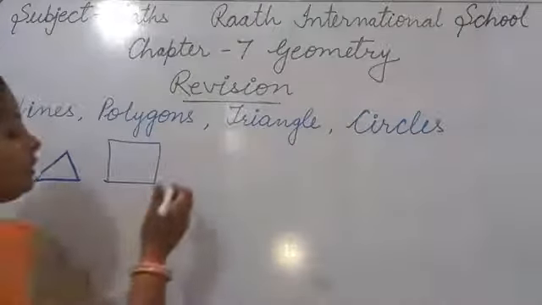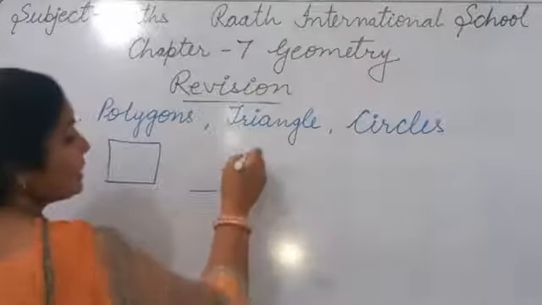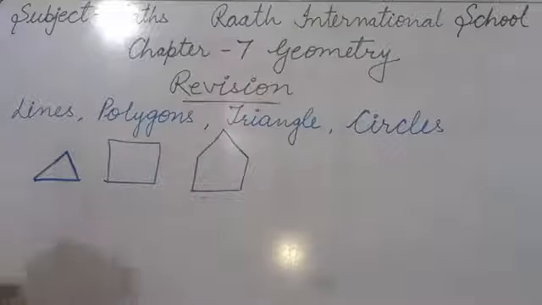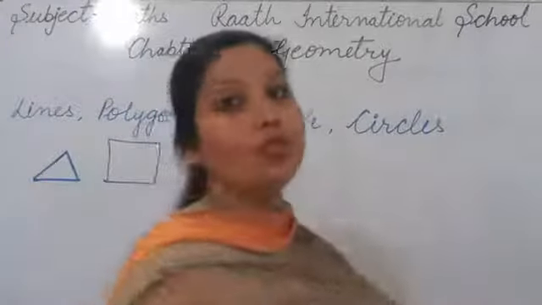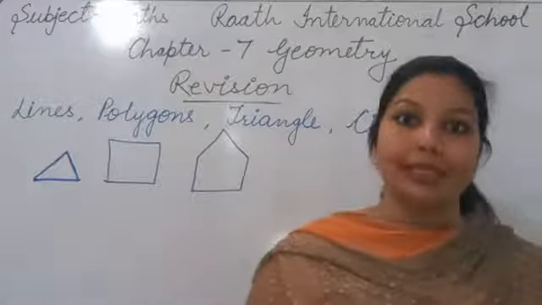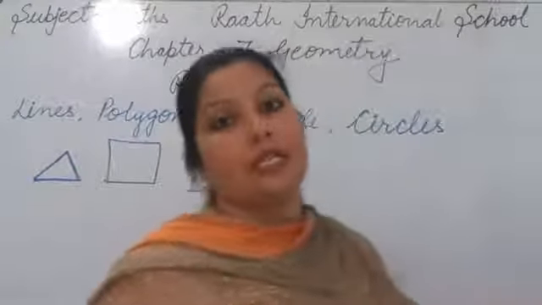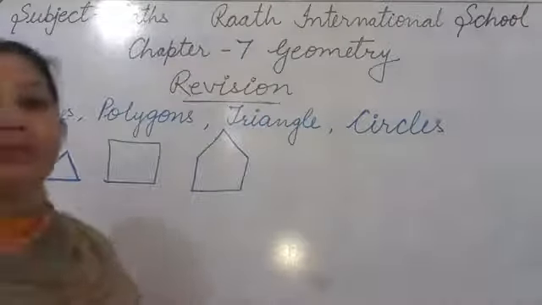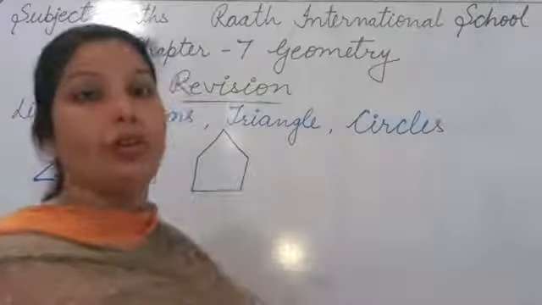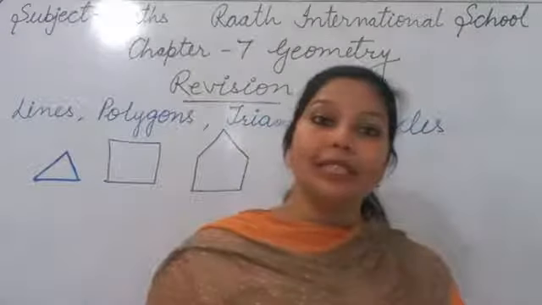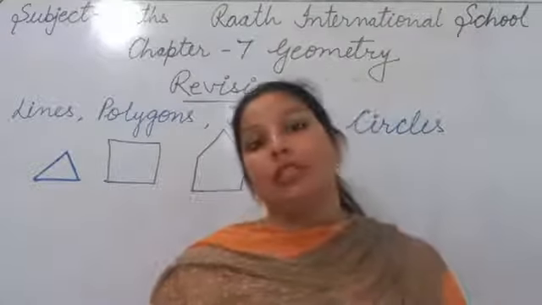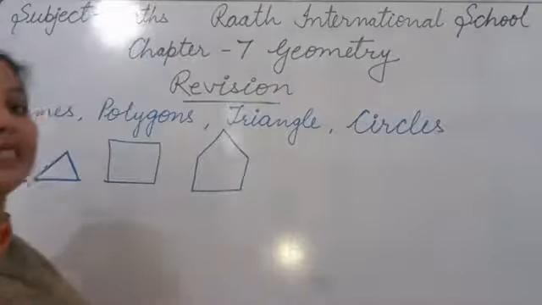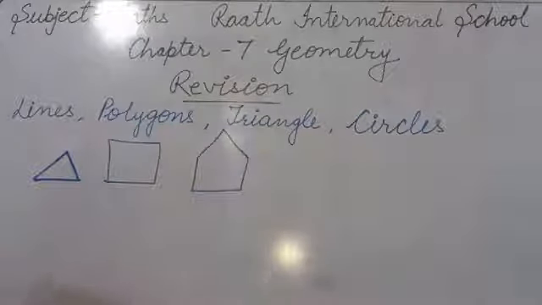Then after that, with 5 line segments is known as pentagon. With 6 line segments, a closed figure made up of 6 line segments is known as hexagon. With 7 line segments, heptagon. With 8 line segments, octagon. With 9 line segments, nonagon. And with 10 line segments, decagon. So these are the different types of polygons.